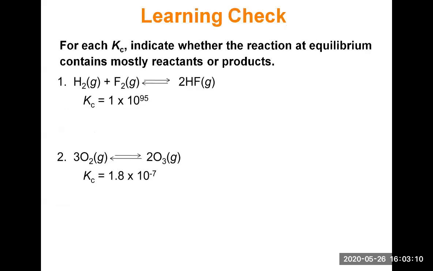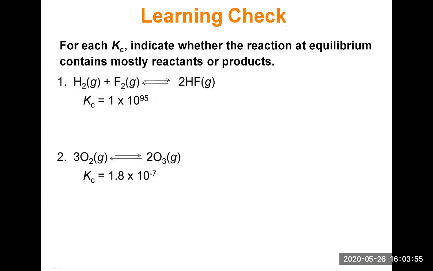So let's go through a learning check that will use this information. For each Kc, equilibrium constant here, indicate whether the reaction at equilibrium contains mostly reactant or product. The first reaction has hydrogen in gas phase plus fluorine also in its gas phase in equilibrium with 2 molecules of HF also as gas. So we have this equilibrium, and the equilibrium constant has a value of 1 times 10 to the 95.